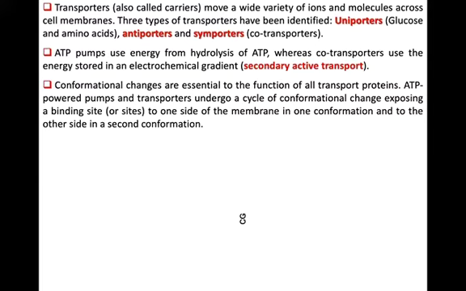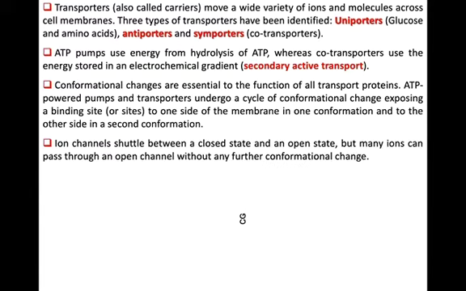The ATP-powered pumps and the transporters undergo a cycle of conformational change, exposing a binding site or sites to one side of the membrane. This site at one side of the membrane will accept the ion or the molecule, and then this is followed by another conformational change to permit the release of the ion or the molecule on the other side of the membrane. Okay, as we will see in the figure now.